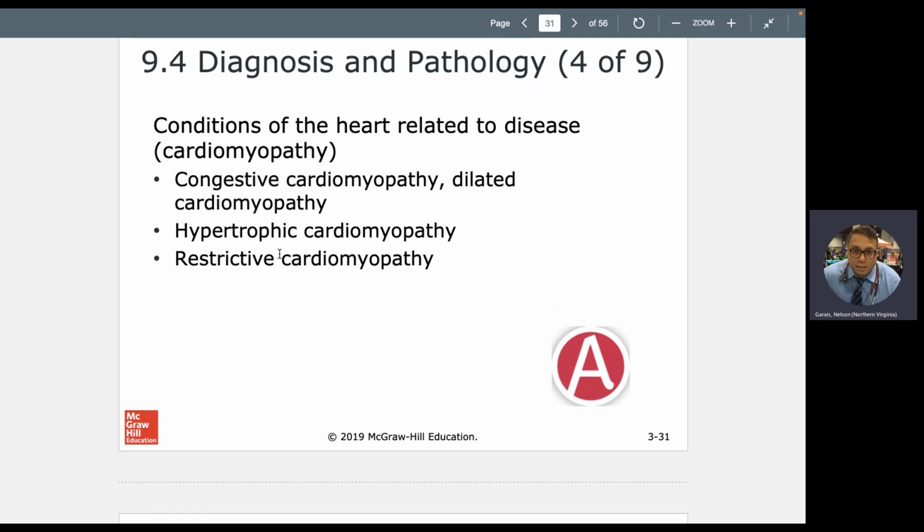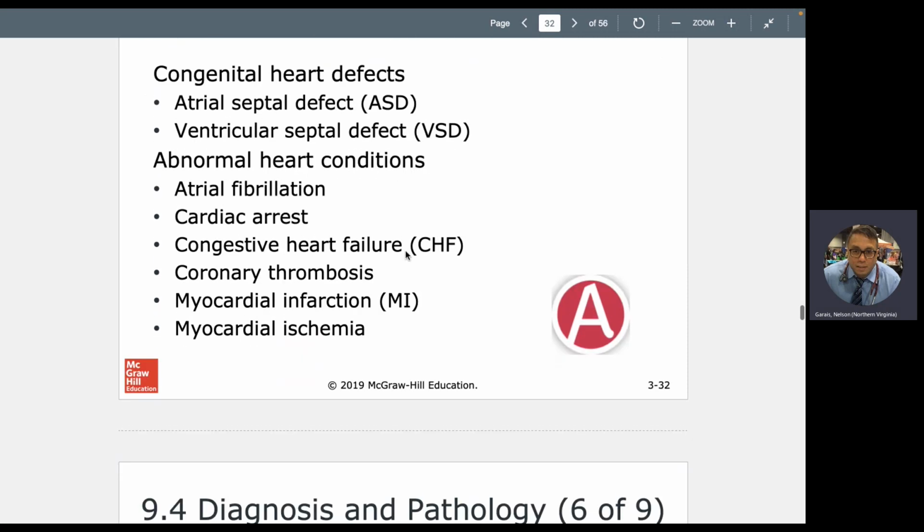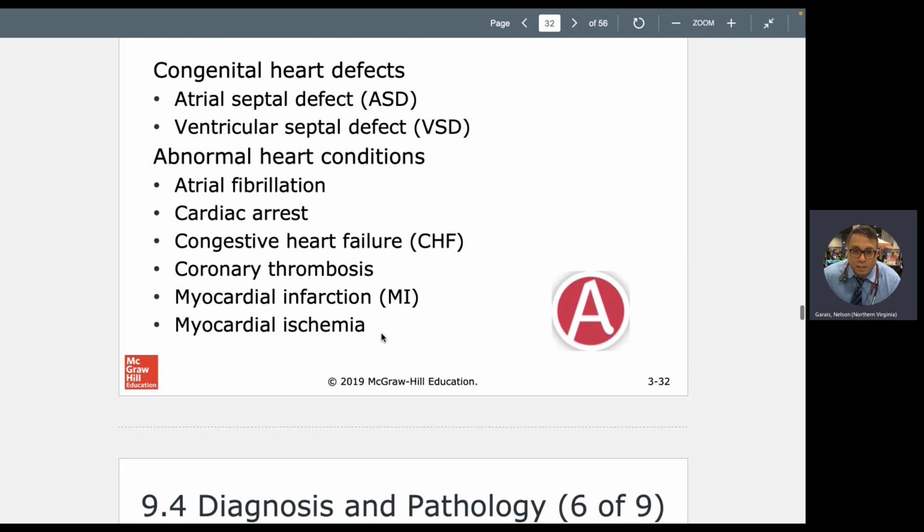Congestive cardiomyopathy or dilated cardiomyopathy. Remember, there's not a lot of room there to have dilatation or congestion of your heart. Hypertrophic cardiomyopathy, most common, left ventricular. If it's right, it's most likely a pulmonary problem pertaining to your lungs. ASD, VSD, CHF, MI, we know those.